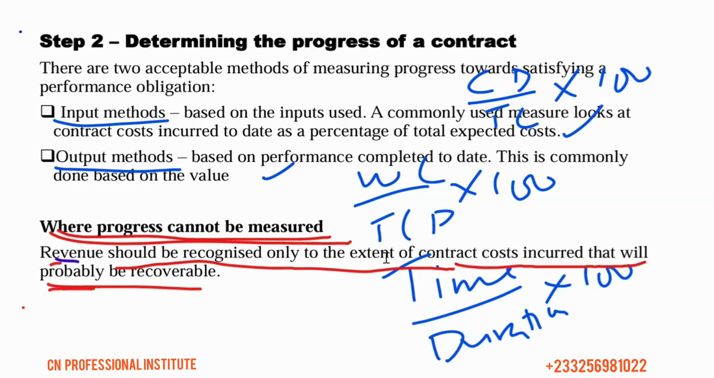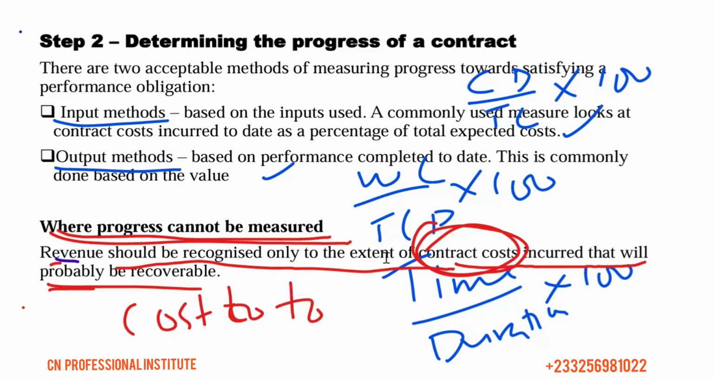What it's saying is very simple. If you can't determine your progress, record revenue in a way that your contract cost will be recovered. You see, we apply the progress rate on the total contract price to get the revenue to record. So if you can't get the progress rate, you can't get revenue to record. It's like saying, okay, if you can't get the progress, pick your cost to date as your revenue. Take your cost to date as your revenue. That's all.